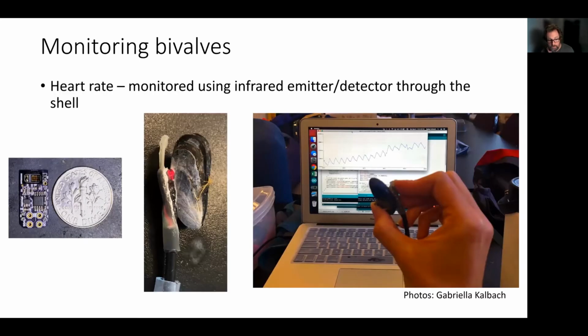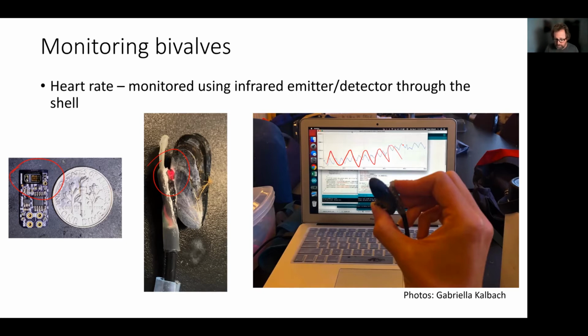These days, we've got them shrunk down to little sensors that are taken directly from the types of oxygen monitoring devices that the doctor clips on your finger when you go in for a checkup. But now we can glue them to the side of the mussel as well and get ourselves a nice little trace of the mussel's heart rate and attach that to a data logger.